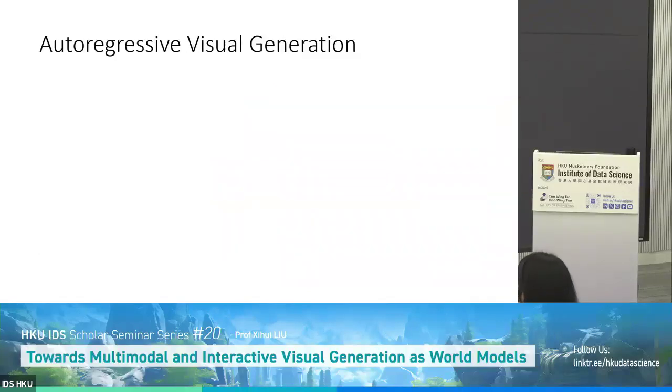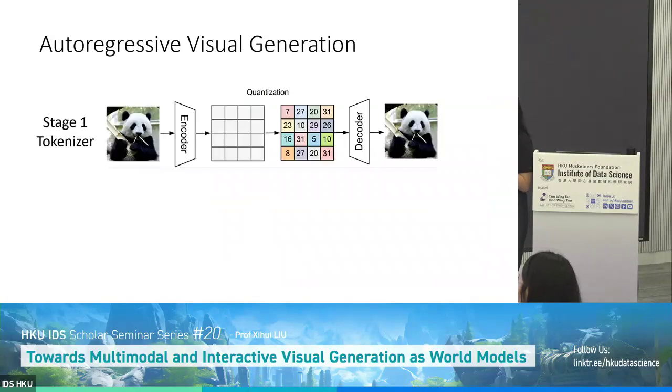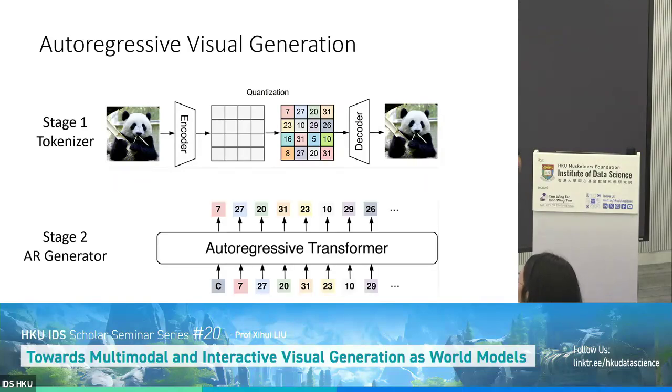So in visual generation, an autoregressive model is typically designed like this. In the first stage, we use a tokenizer to tokenize the images into a discrete token space. So each image is translated into a sequence of discrete tokens. And then in the second stage, we use an autoregressive transformer to generate these tokens one by one.